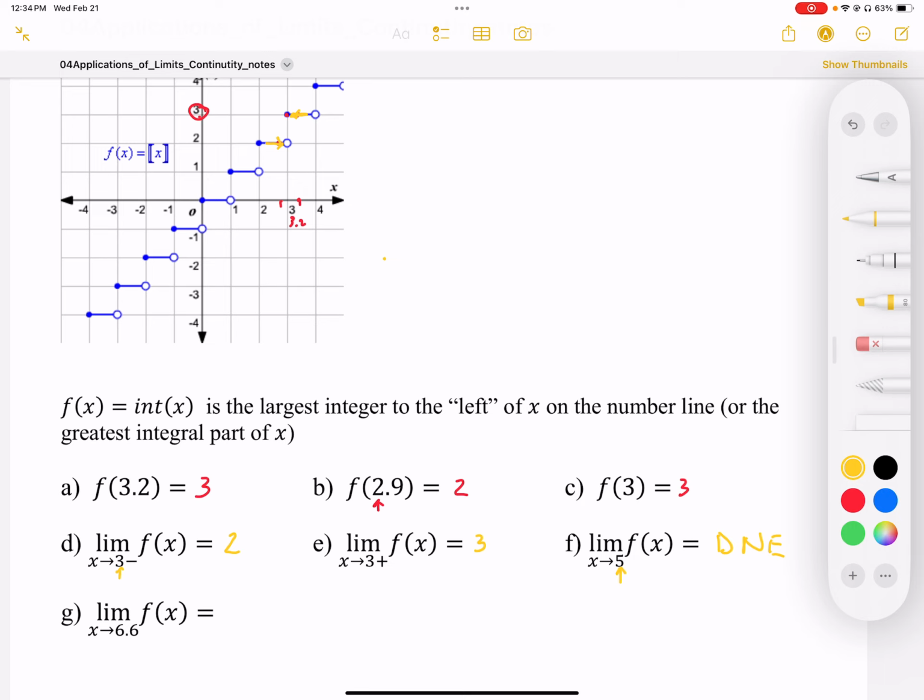At every other point, though, it is continuous. At 6.6, we know it's going along the line y equals 6, and from the left and right-hand side, it's going to be equal to 6, because the greatest integer value of 6.6 is 6, and we know it's continuous along that point.